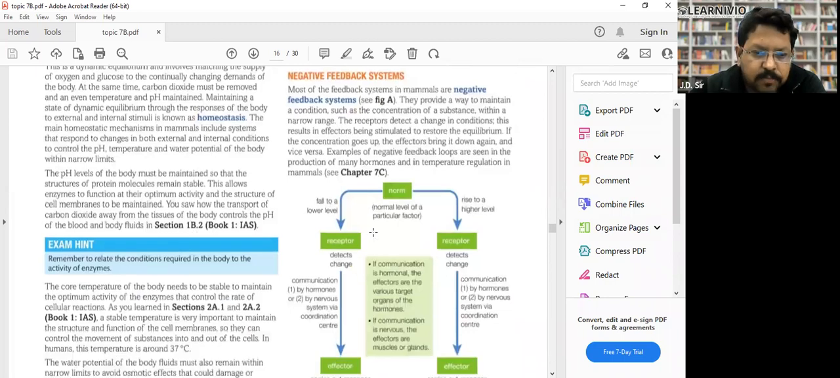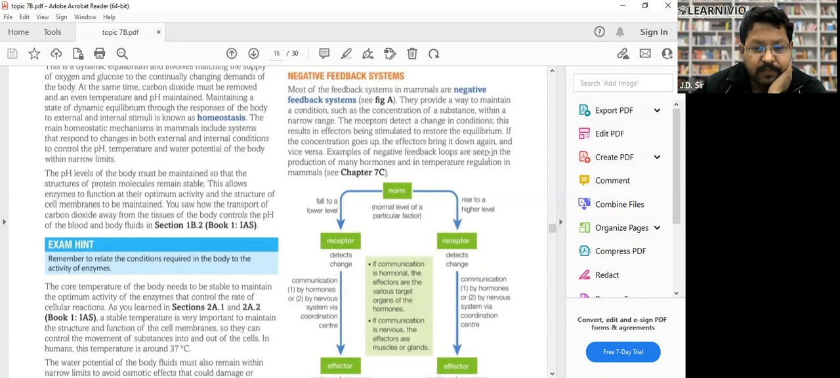Negative feedback system. Most of the feedback systems in mammals are negative feedback systems. They provide a way to maintain a condition, such as the concentration of a substance, within a narrow limit. The receptor detects a change in the conditions. This results in the effectors being stimulated to restore the equilibrium. If the concentration goes up, the effector brings it down again, and vice versa.